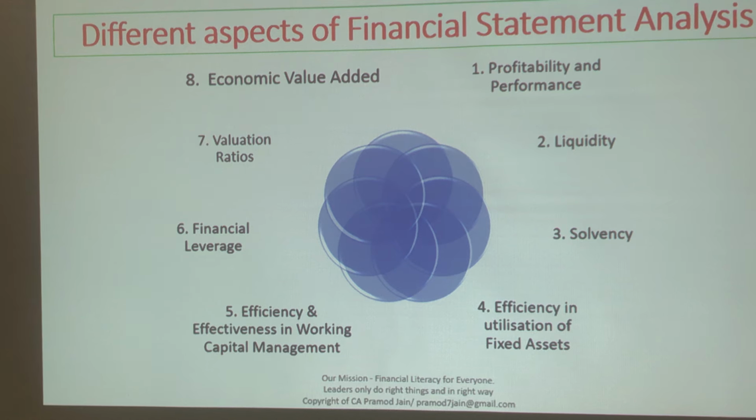So these are 8 aspects, friends, that need to be understood, that need to be looked at for arriving at any decision in the domain of finance. We will now look at all these 8 aspects one by one, starting from the first one, and the first one is profitability and performance.